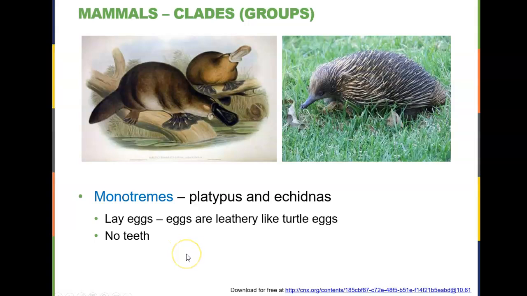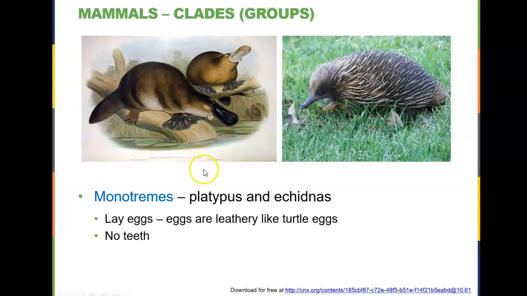Now, within the mammals, there are what we call 3 clades or groups. And so these are variations on the mammalian lifestyle. The very first group we're going to look at are called the monotremes, and the platypus and the echidnas, that's an echidna, both found in Australia.